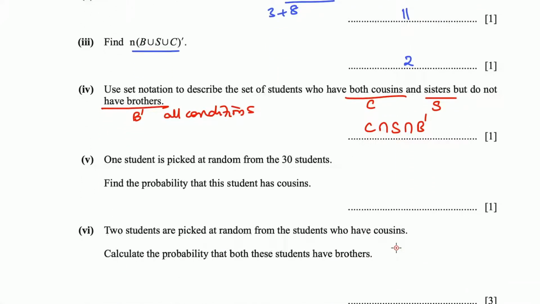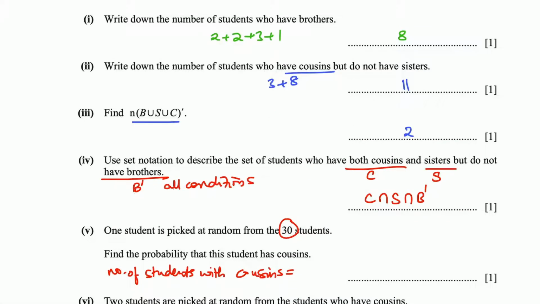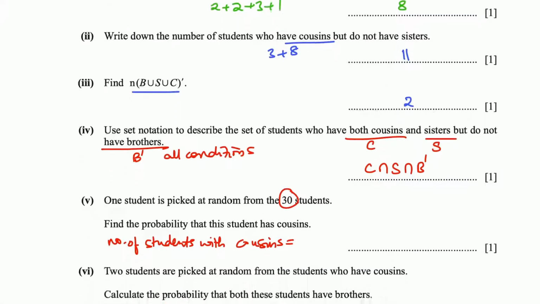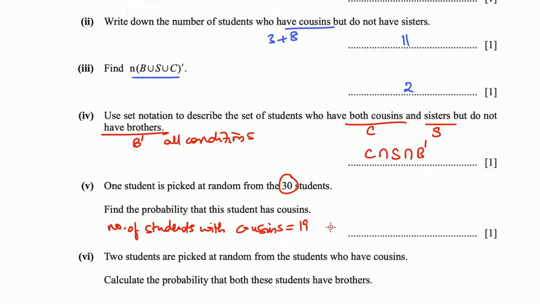Now, fifth question. One student is picked at random from the 30 students. Find the probability that this student has cousins. So, number of students with cousins. How many students are there? Let us count all the values in the C. 3, 1, 7 and 8. So it is 4 and 15. So 19. So therefore P of C would be equal to the total number of possible cases, which is 19, divided by the total number of cases, which is 30. So the probability required is 19 by 30.